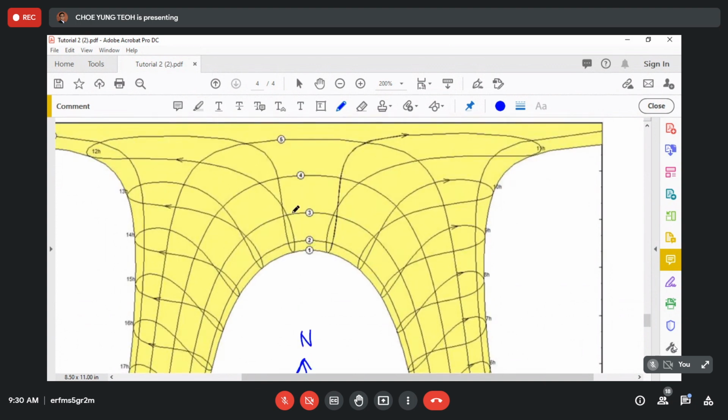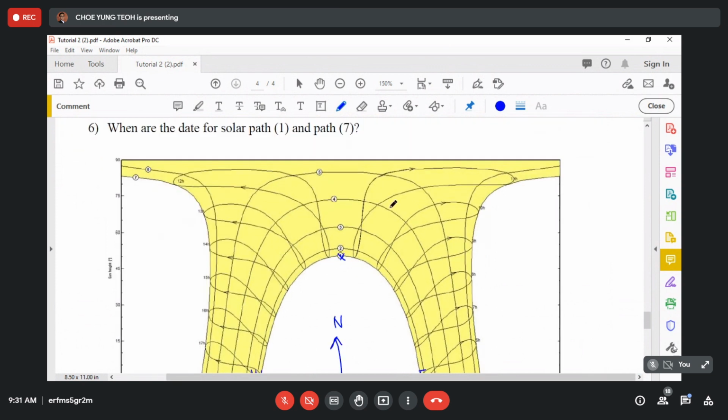If you compare line 1 with line 2, 3, 4, and 5, what is the difference of line 1 compared to the rest? You can see that it has the lowest altitude angle, the lowest alpha at solar. The lowest value of alpha represents a location furthest away from the sun.